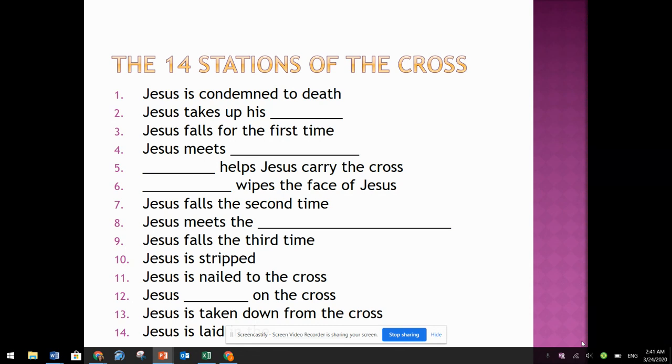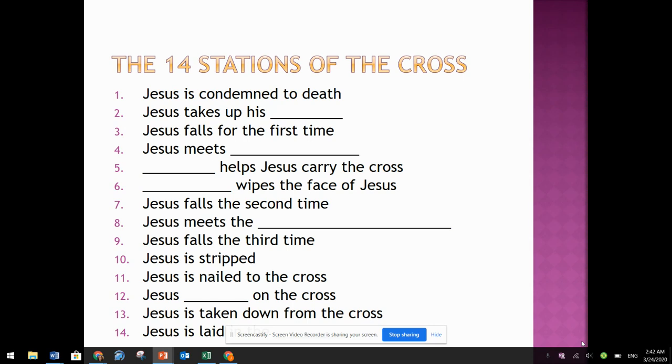Fill in the blank. First, he's condemned to death, and then he's asked to take up his cross. For number two, you're going to fill in cross. Then Jesus falls for the first time, and he meets his mother. Bullet point number four, Jesus meets his mother, Mary. Number five, Simon helps Jesus carry the cross. Simon. Number six, Veronica wipes the face of Jesus.